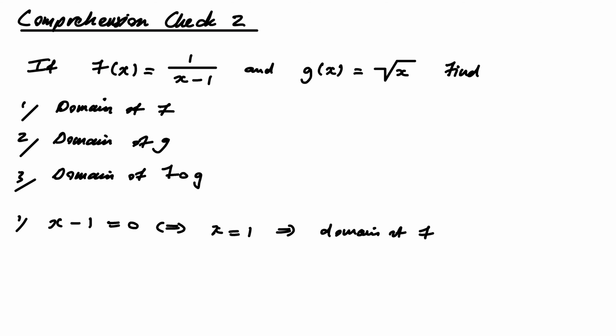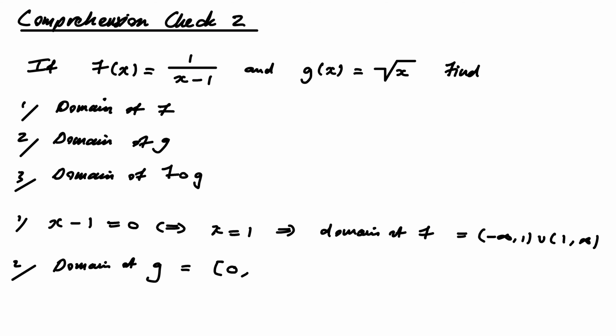of f is equal to, well, it's all x which is not equal to 1, so it's going to be minus infinity to 1, not inclusive, union 1 to infinity, if we're going to write in interval notation. 2, well, square root of x. Standard example, the domain is all non-negative numbers. The domain of g is equal to 0 onwards.